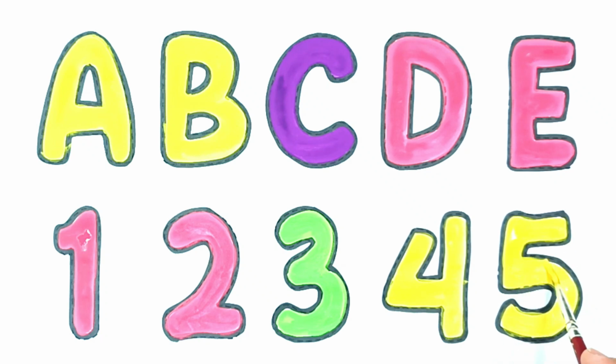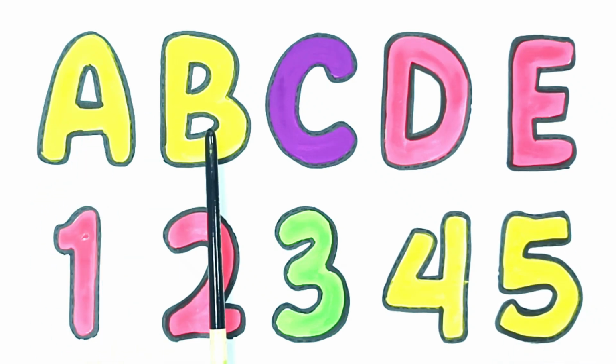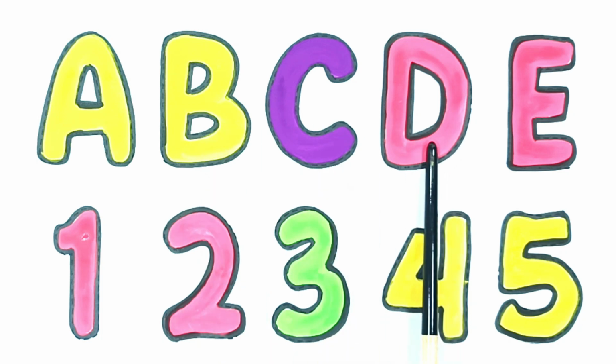5 flowers bloom. A, B, C, D, E. 1, 2, 3, 4, 5.